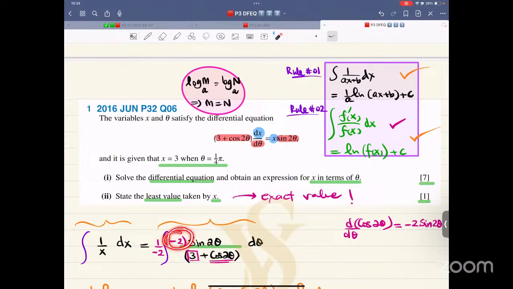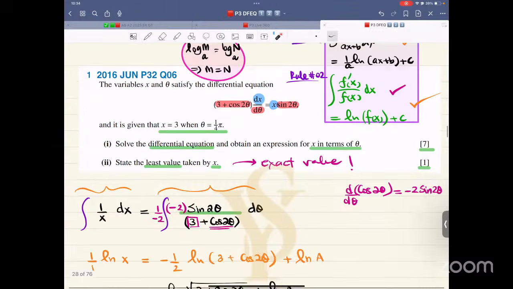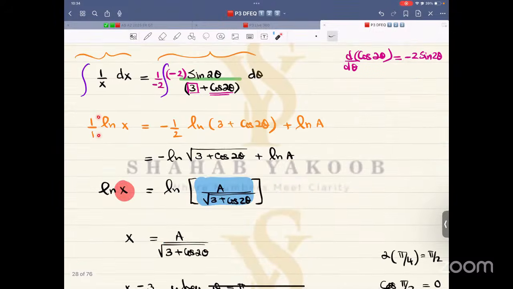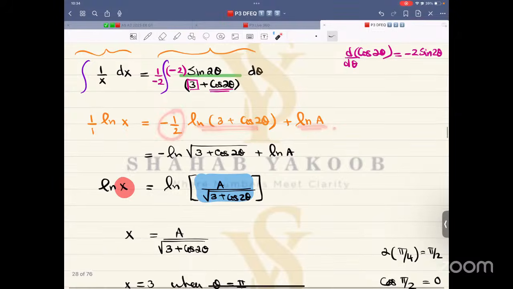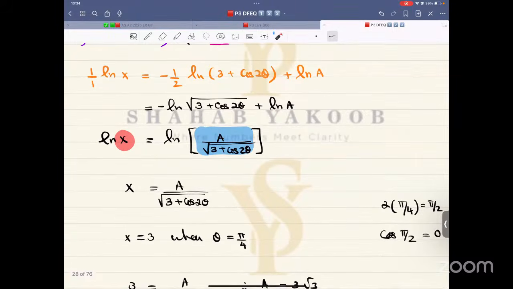This was the missing piece of the puzzle. You write a negative 2, balance it with a negative half. So this is 1 over 1 ln x. This is negative half ln of the denominator. And then I write ln a. And then this is negative, this is positive. So numerator, denominator, ln cancels in the common layman's term. As such, they don't cancel.